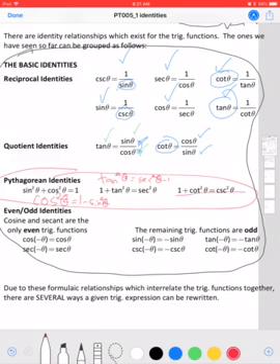We don't see too much, honestly, of these even and odd trig functions, but here they are. We might need to refer back to those.